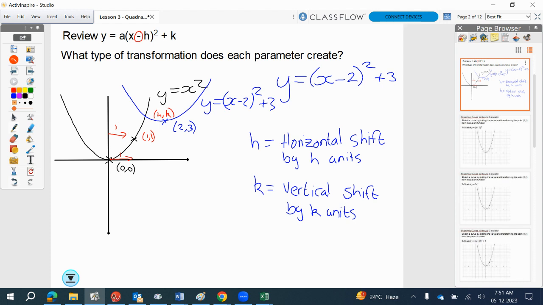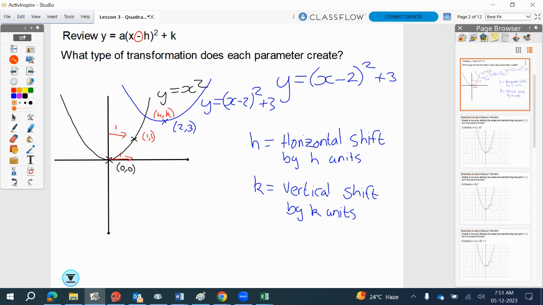Now the characteristic point would be one across from the vertex. So what is the x value of the vertex? What is the x coordinate of the vertex of this second function?